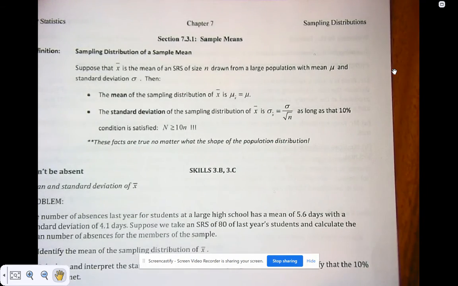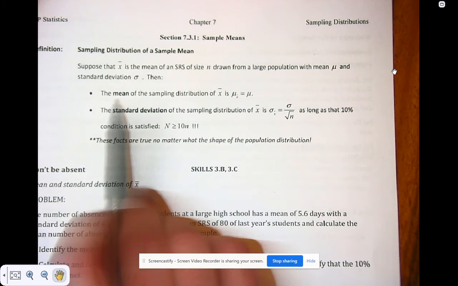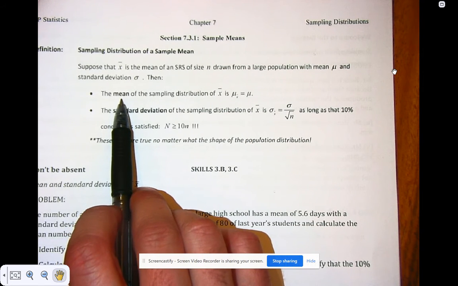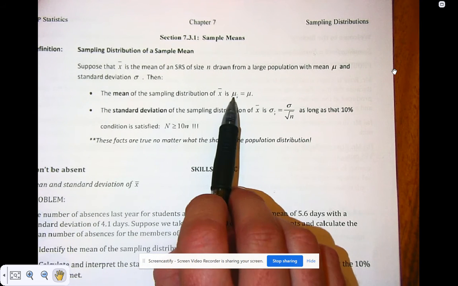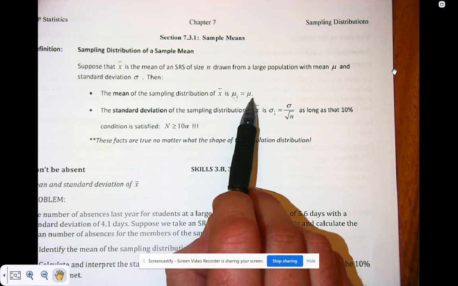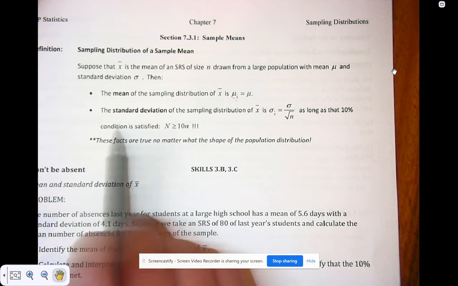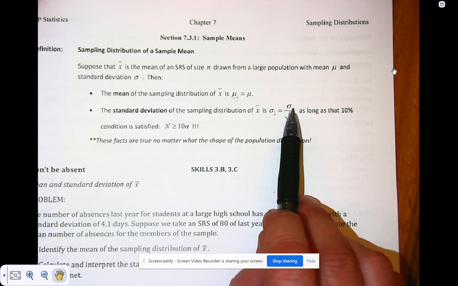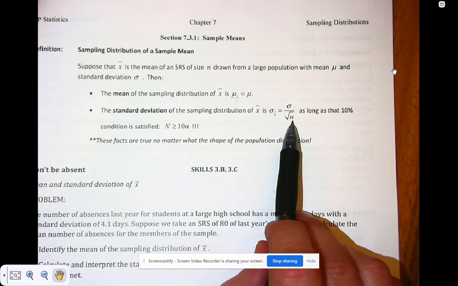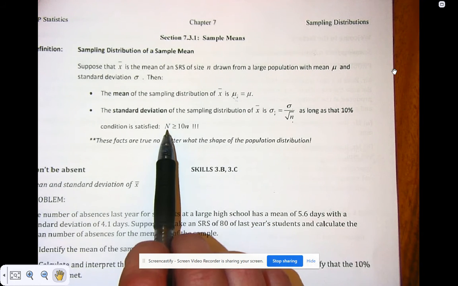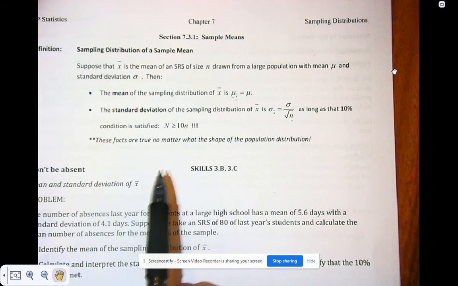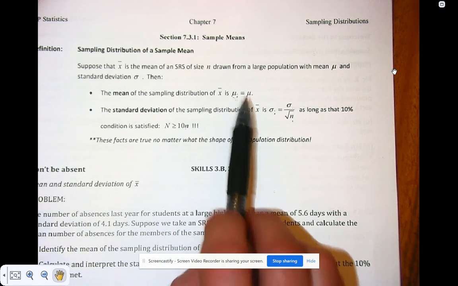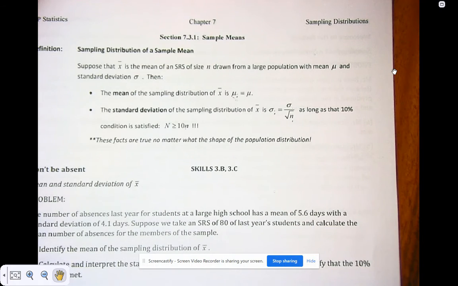So we're going to go out into Foothill land and ask people a question. When you ask 100 people what their average GPA is, the mean of your sample distribution is just the population mean. And the standard deviation is your population standard deviation divided by the square root of n, as long as the population is 10 times the sample size. All this stuff is real similar and should be familiar. These equations are given on your formula sheet.